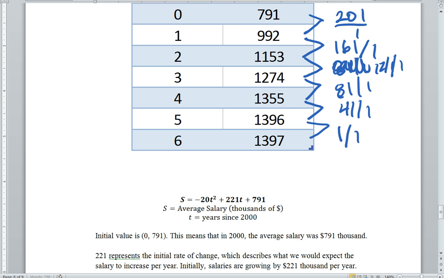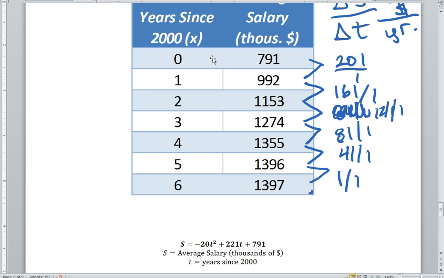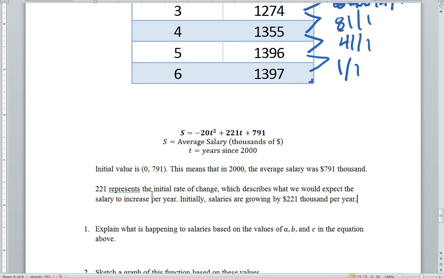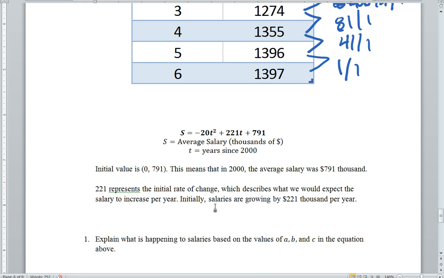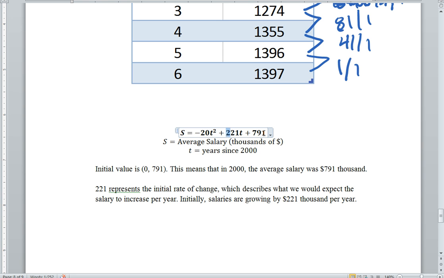So we would expect that initially salaries are growing by 221,000 per year. Okay, now we notice that in 1 year it doesn't actually go up by that much. It only goes up by 201. That's why we have to think about this as the blast-off. If the rate of change were not affected by this negative 20t squared, then we would expect that the salaries would go up constantly by the 221,000. Okay, so we've really interpreted this value.